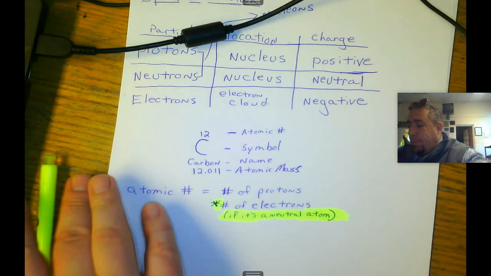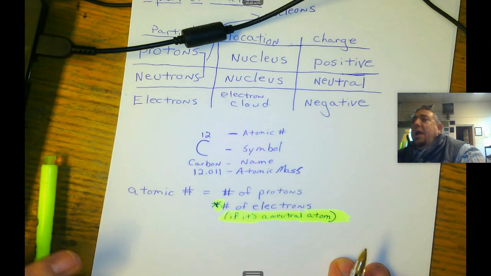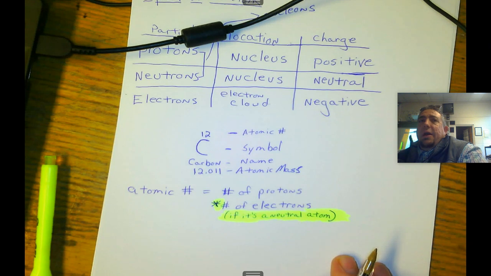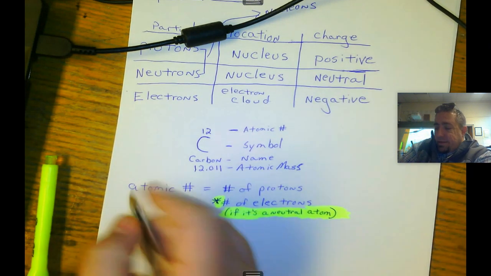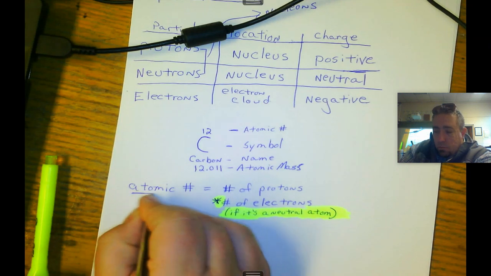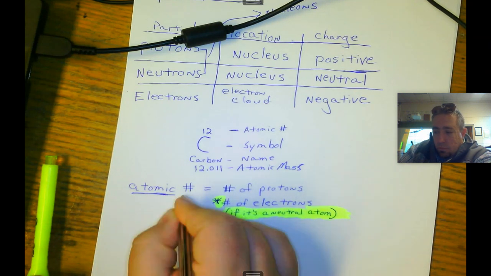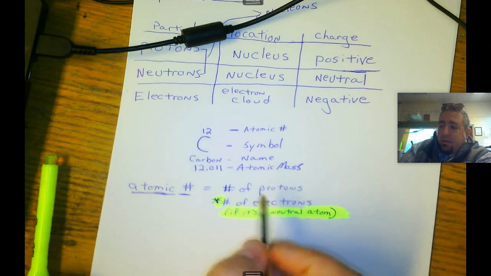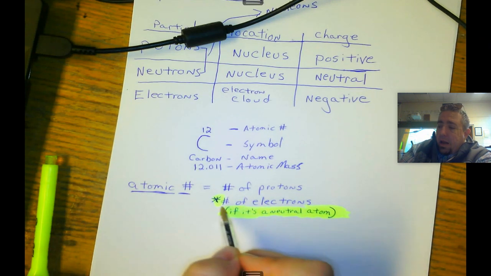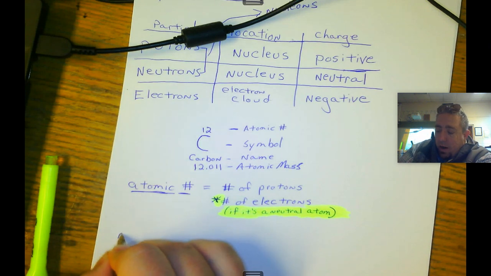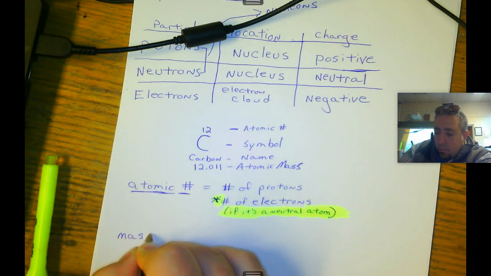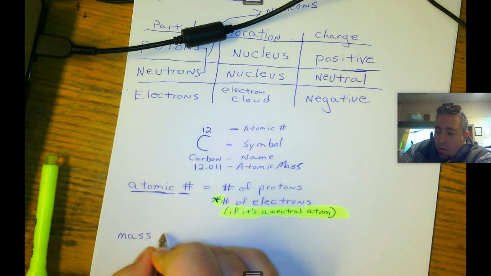And then do the neutrons give it any kind of charge whatsoever? No. Okay. So that's atomic number. So that will tell you the number of protons and the number of electrons. And then we have another number here called mass number.